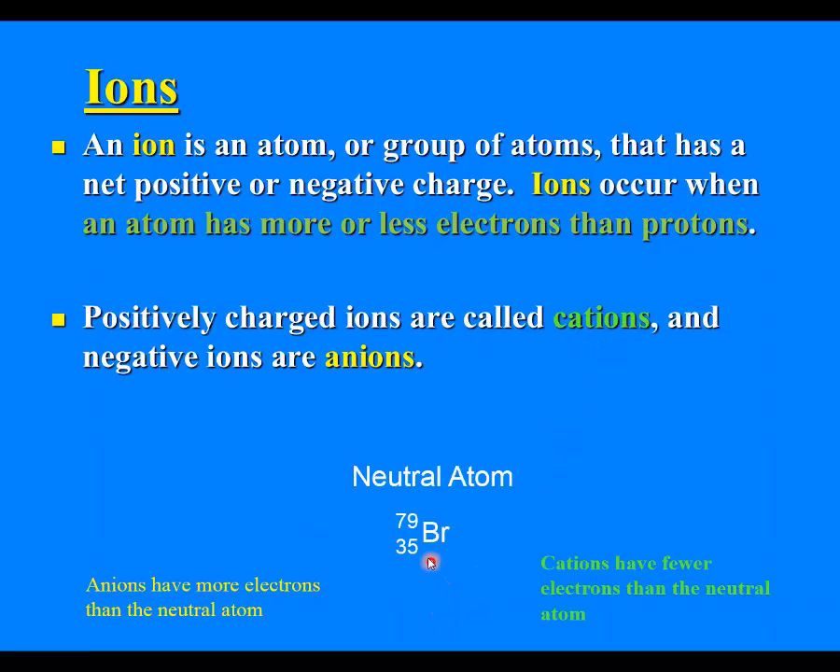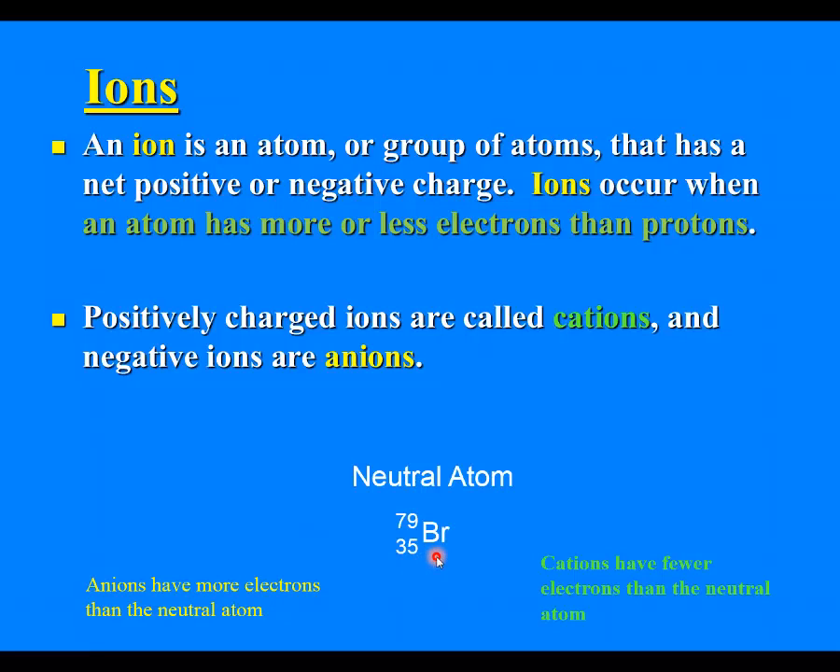Let's say we have a neutral bromine atom here. If it's neutral, it should have the same number of electrons as its atomic number, which is 35. Because it has the same number of electrons as protons in order to be neutral, we have equivalent numbers of charged particles, subatomic particles. So we have 35 protons, 35 electrons. Overall, we have no net charge in the whole particle. The neutrons don't contribute because, as their name implies, they're neutral.